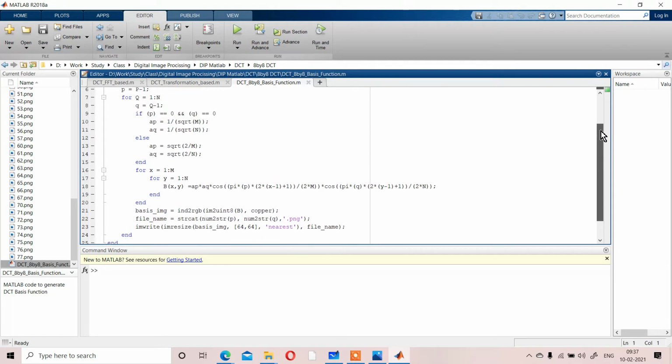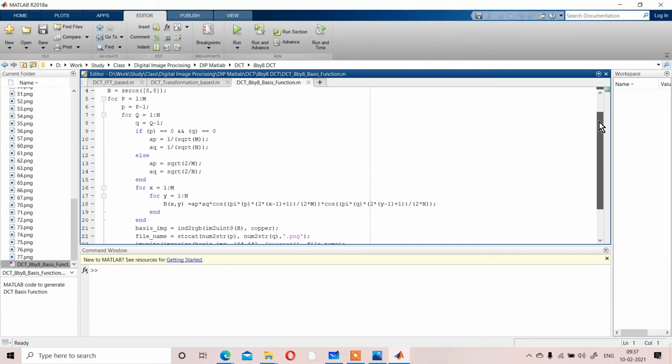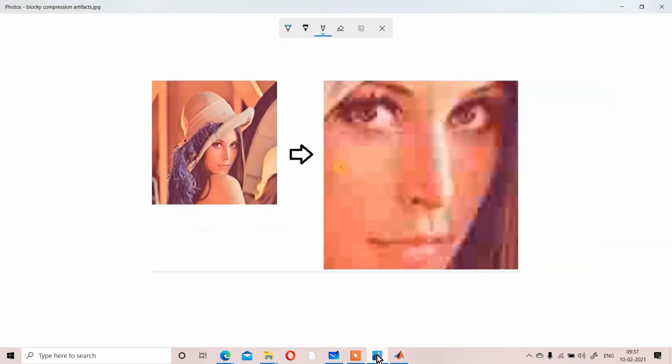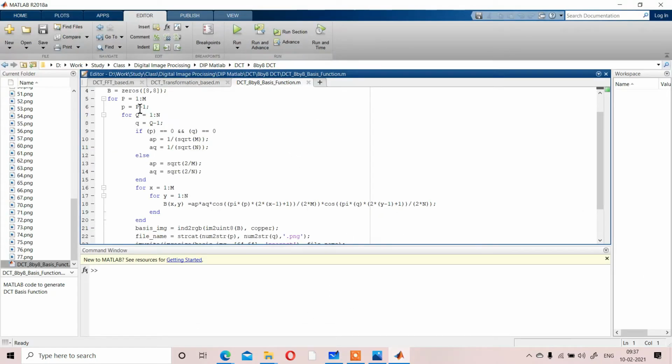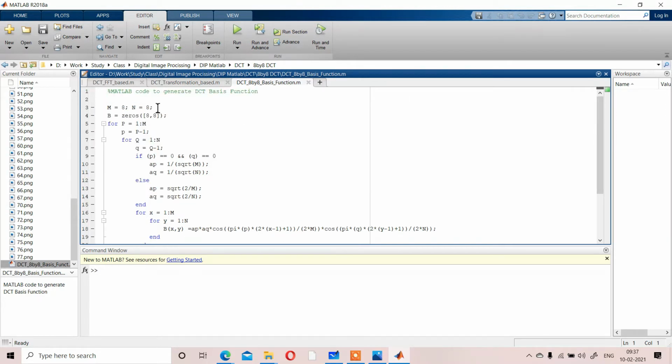This is the MATLAB code where I have written the main equation, the equation that I have already told you, alpha p alpha q cos of pi into that equation. I have written that equation over the MATLAB formula, where m and n are considered as 8 and 8, so it's basically an 8 cross 8 image, that is a square image, and over that I have written that code.